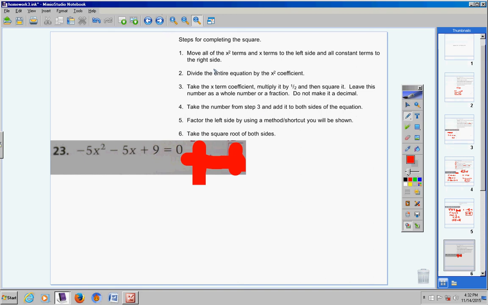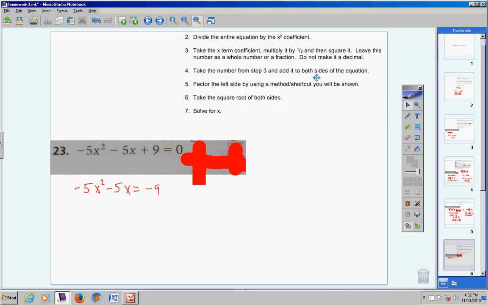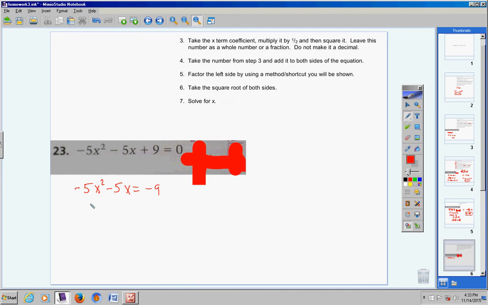Okay, step 1. Move all the x squared terms and x terms to the left side, and constant terms to the right side. Okay, here we go. Let's bring the 9 over, make it a negative 9. Now, are all of my x squared and x terms on the left side? Yes. Are all of my constant terms on the right side? Yes. Step 2, divide the entire equation by the x squared coefficient. Okay, x squared coefficient. So here we go. I'm going to divide everything by negative 5 because my x squared coefficient is negative 5. Divide everything by negative 5, okay?